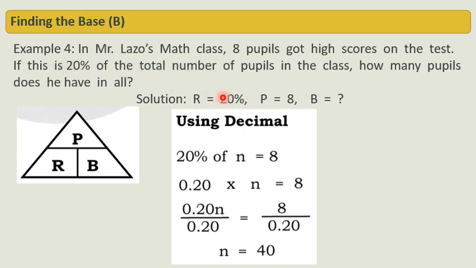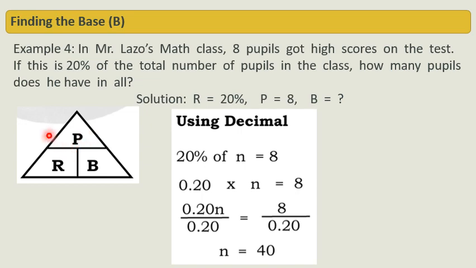So, 20% is the rate. Yung total, wala. Nawawala siya. So, siya yung base natin. And 20% ng total is 8. So, yun yung percentage natin. So, yung 8 ay parte lang ng total na pupils. So, yan. Meron na tayong R, P, at saka B.